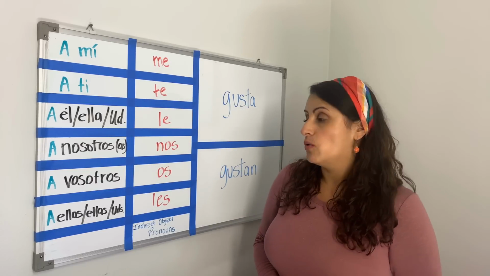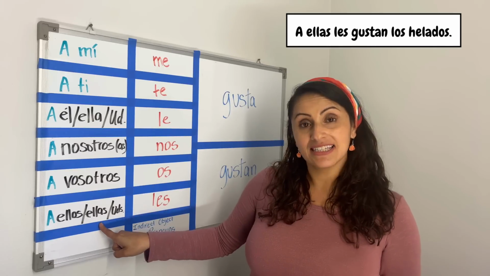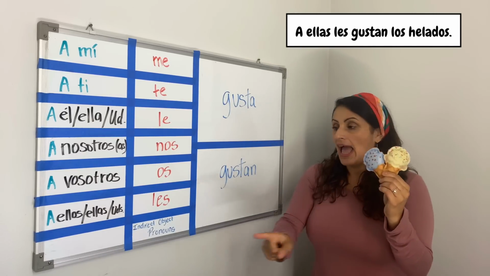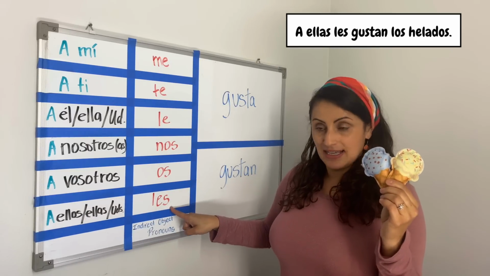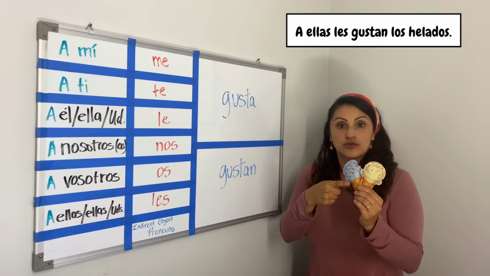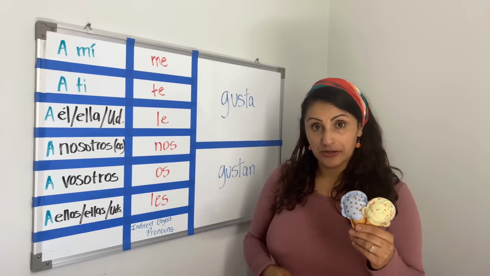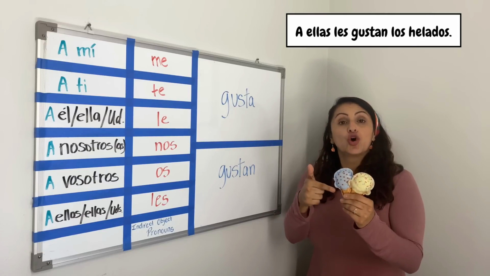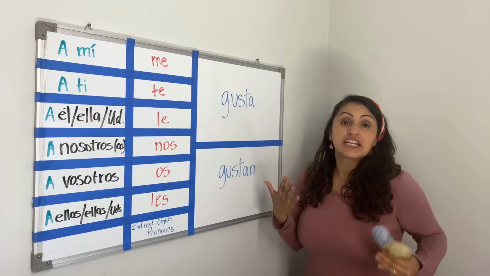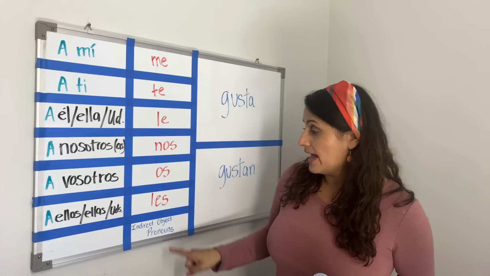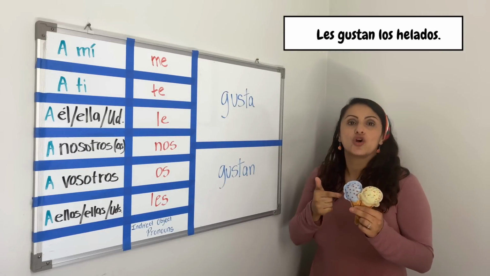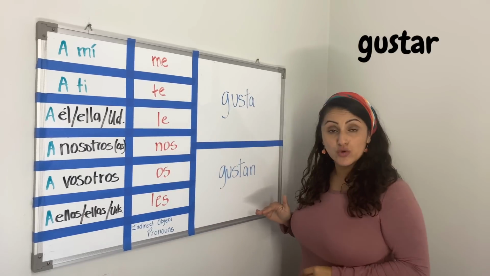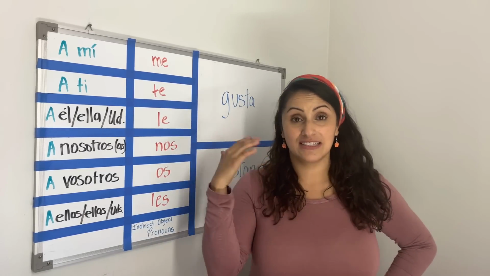Now let's look at a plural one. A ellas les gustan los helados. So remember, if we're talking about these ice creams, we could say, a ellas les gustan los helados. But since we already know we're talking about them, we could simply say, les gustan los helados. And that would be totally okay. So now you know how to use the verb gustar. You should be able to say the things that you like.